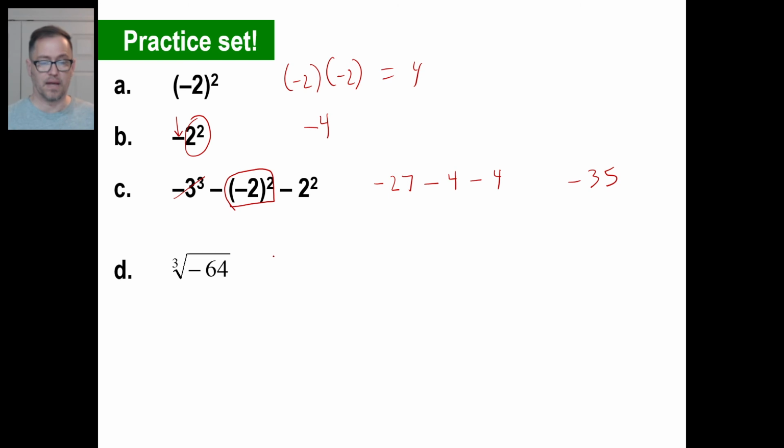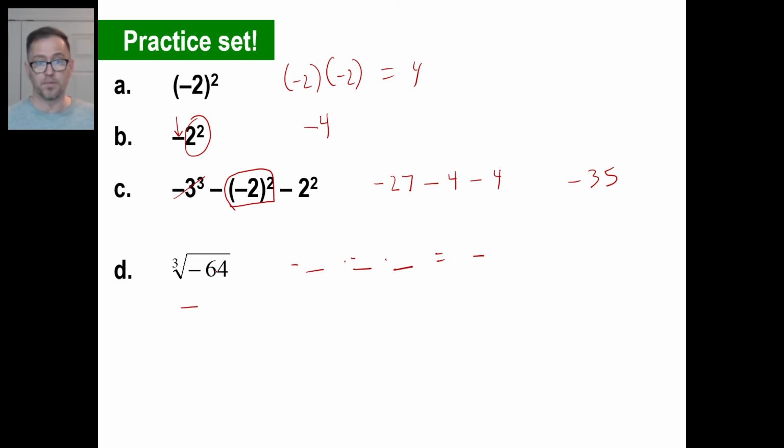Okay. Well, this isn't the easiest thing in the world, but you've got to first translate this and say, I'm looking for a number. If you multiply it by itself 3 times, my answer is negative 64. Well, first off, if you multiply a number by itself 3 times, and the answer is a negative, these are going to have to all be negatives, right? So your answer is going to be a negative. So the answer will be negative something.